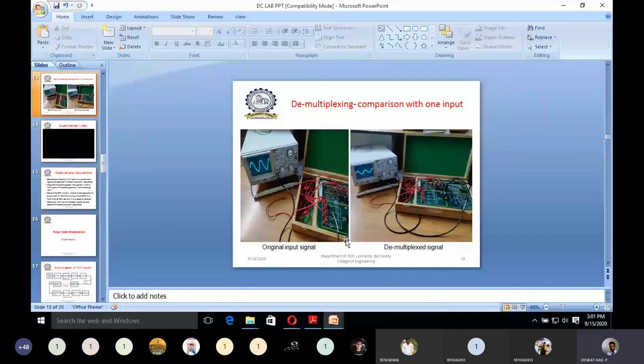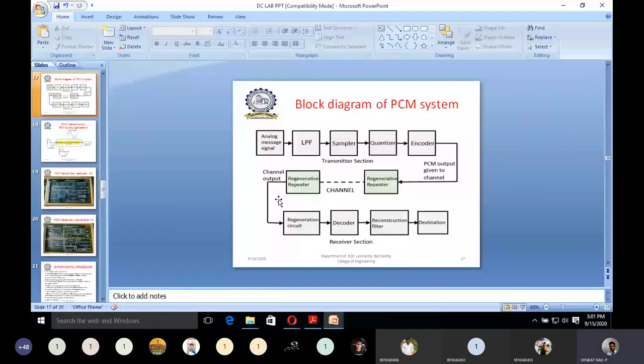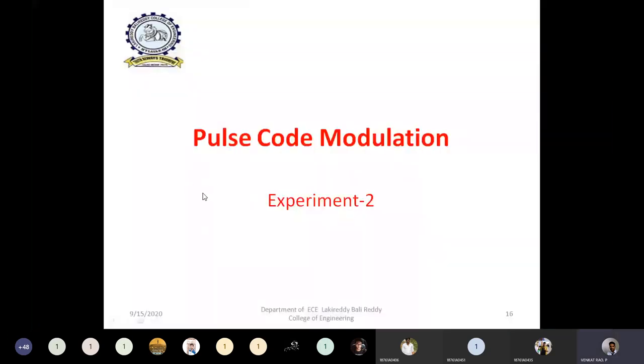So the next experiment is here. Today we'll discuss the second experiment in our digital communication lab, that is pulse code modulation.